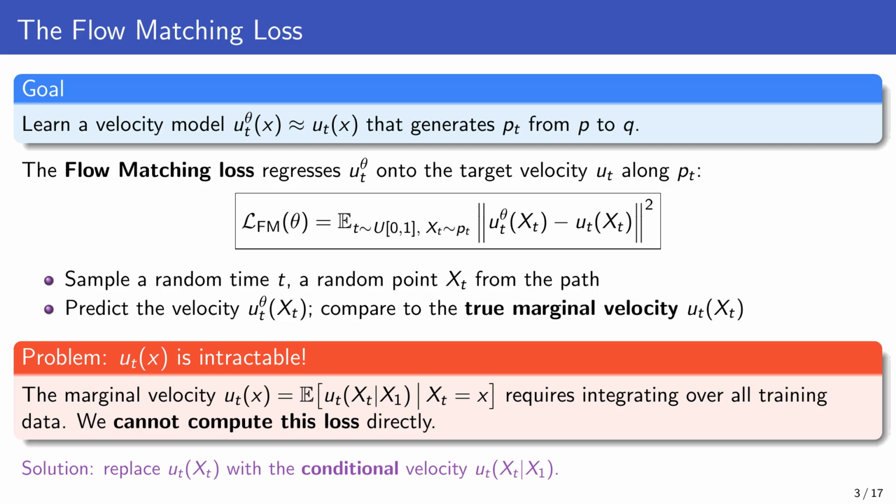So we need a workaround. And this is where the key insight of flow matching comes in: we can replace this intractable loss with a tractable one that uses only conditional velocities, and the two losses produce exactly the same gradients.